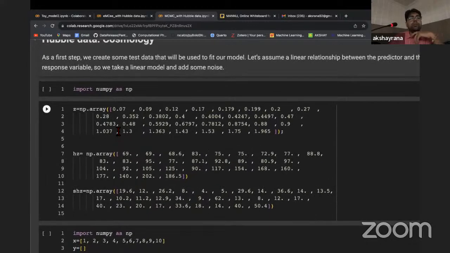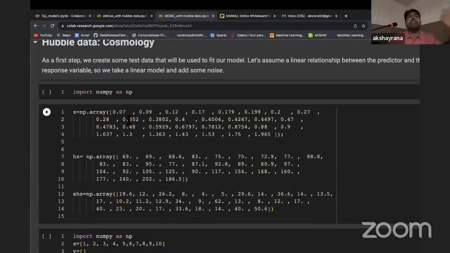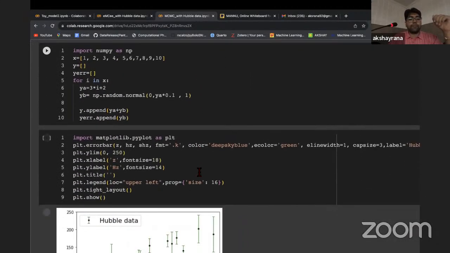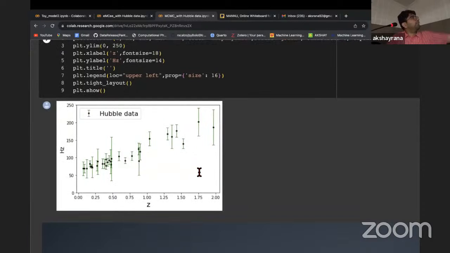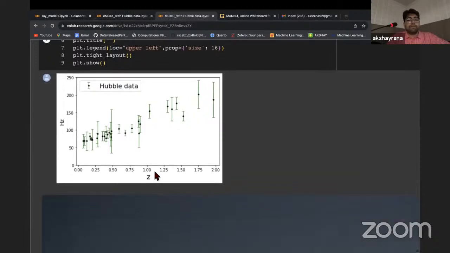Now what I have here is Hubble data. Those of you familiar with Hubble must have seen this. Those of you who are not, consider it to be any data. I have three data columns, Z, HZ, and sigma HZ, the three corresponding values that I have plotted. If you plot it, it will give you something like this. This has errors, the data having error in itself. Fine.